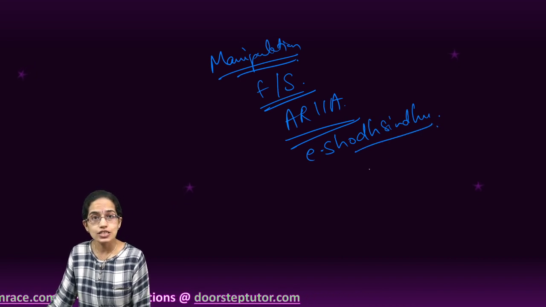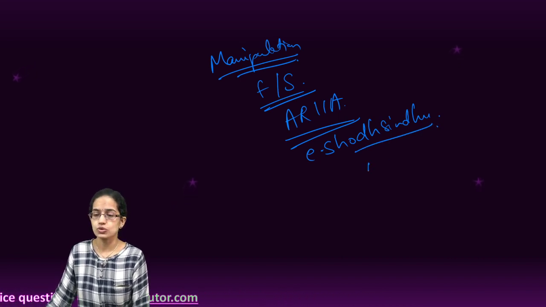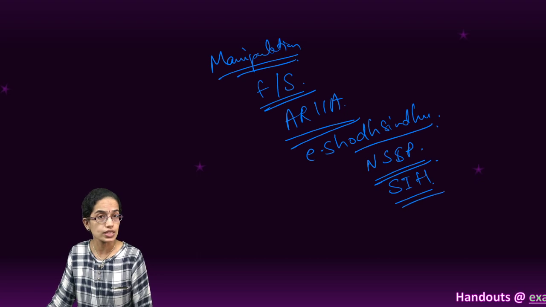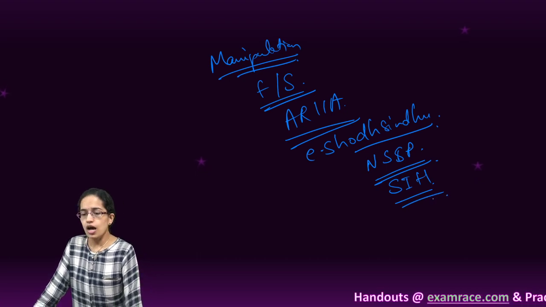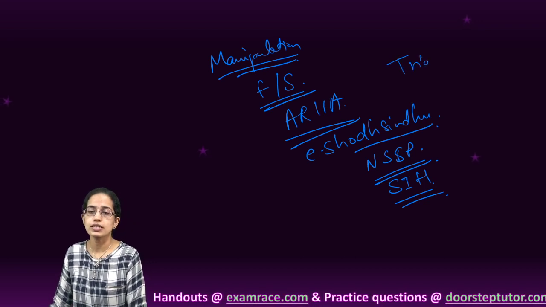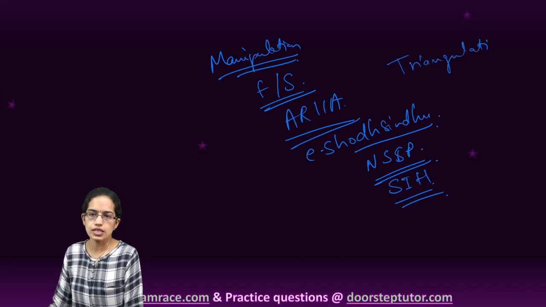Then you had National Student Startup Policy. So National Student Startup Policy was another important question. Smart India Hackathon was another important question that was asked. Triangulation method in research was asked. So what is a triangulation method in research was important.